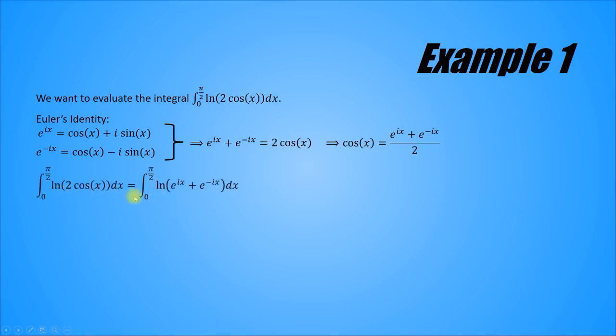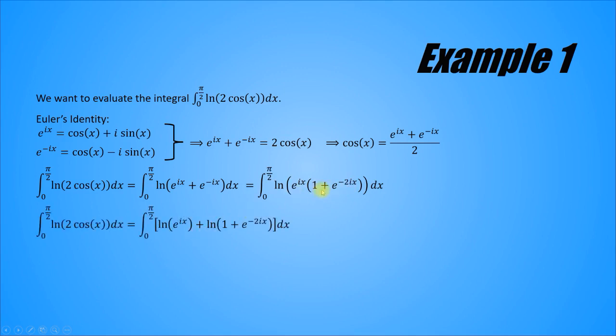So here I've plugged in the identity for the cosine of x and I've canceled out the 2's. And what I have here is the log of a sum. Now I'd like to write this as a log of a product so that I can use the property of logs that allows me to split up logs of products. So here I factored out e to the ix, leaving me with 1 plus e to the negative 2ix. And now I have the log of a product.